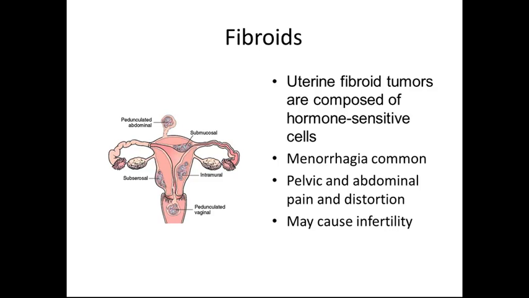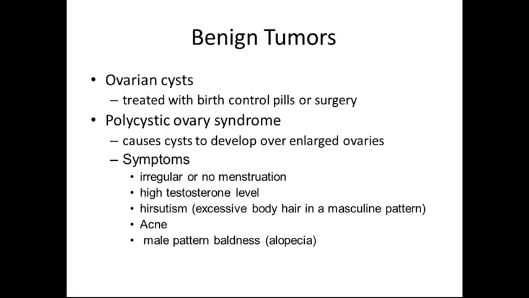Fibroids, the most common being uterine fibroid tumors, are composed of hormone-sensitive cells. Menorrhagia is common. Pelvic and abdominal pain and distortion can happen, and it can be a cause of infertility. Benign tumors are often ovarian cysts, which are treated with birth control pills or surgery.